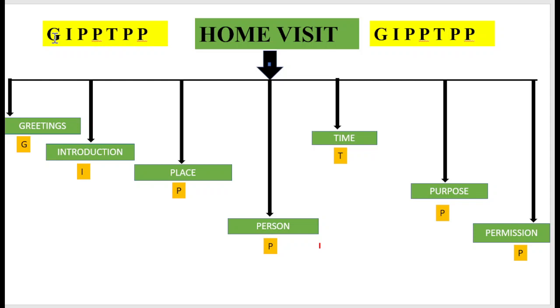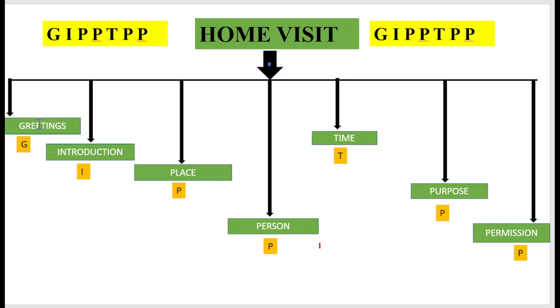When you get the paper and pencil in your exam time, you may forget the acronym. So there are 7 steps, and you can just jot it down as GIPPTPP. You can then expand it with my explanation, which I'm going to give you now.